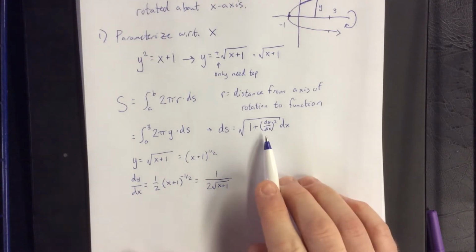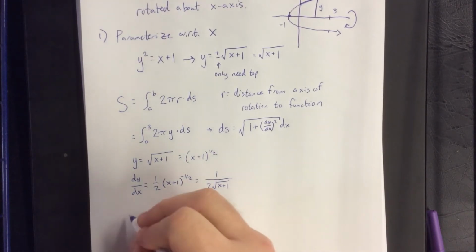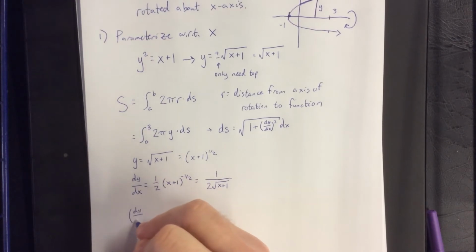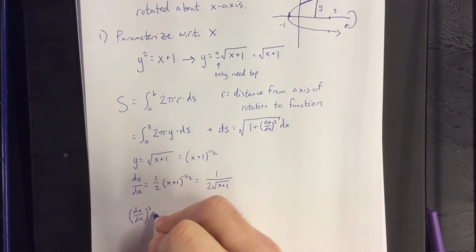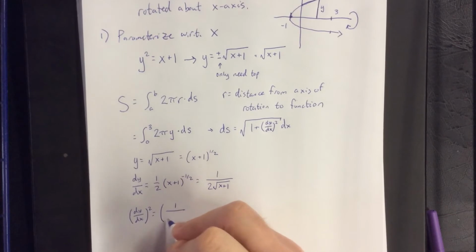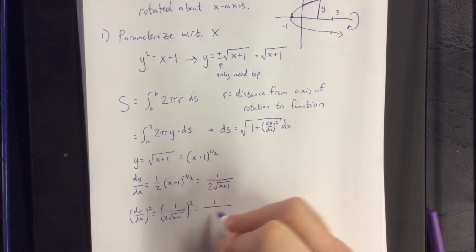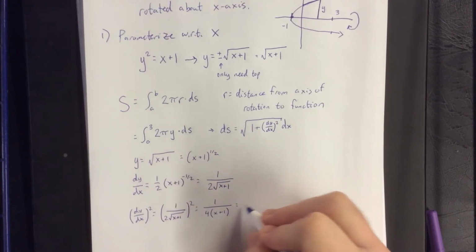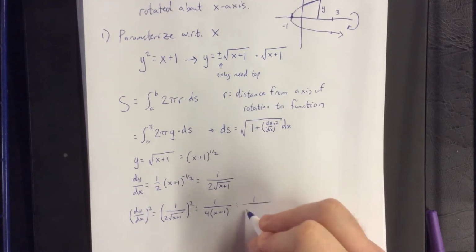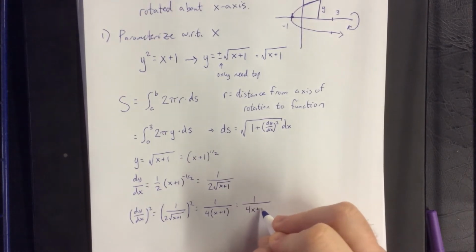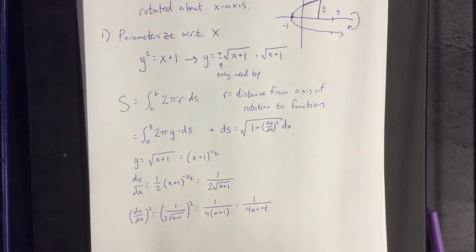According to our formula for ds, next thing we're going to want to do is square this. Squaring it will effectively cancel out the square root, but we'll also need to square the 2 in the denominator. So this will give us 1 over 4 times the quantity x plus 1, or 1 over 4x plus 4. Looking good so far.